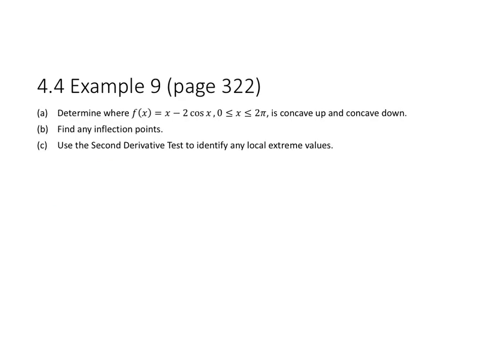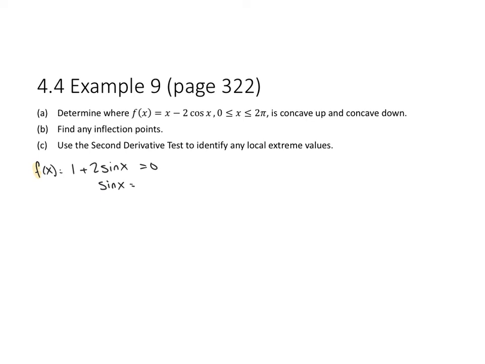So on example 9 on page 322, they want us to first find where it's concave up and concave down, then find the points of inflection, and then finally use the second derivative test to find any extreme values. So I'm going to start by finding my first derivative. Let's see, 1 minus 2 plus 2 sine x. We'll set that equal to 0.